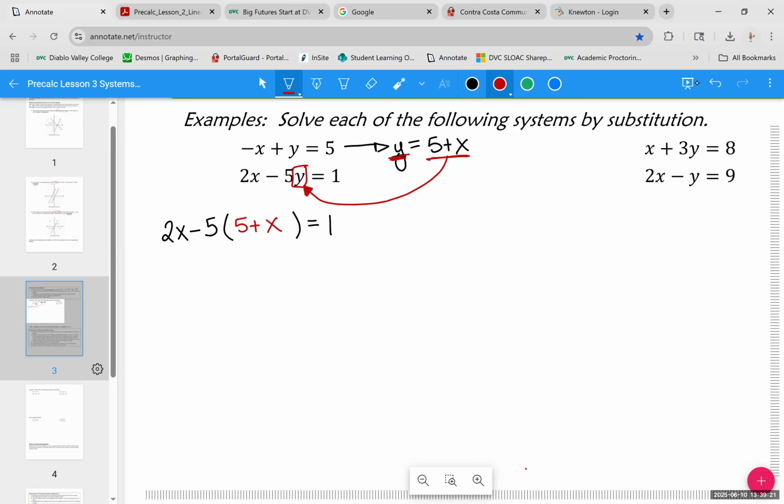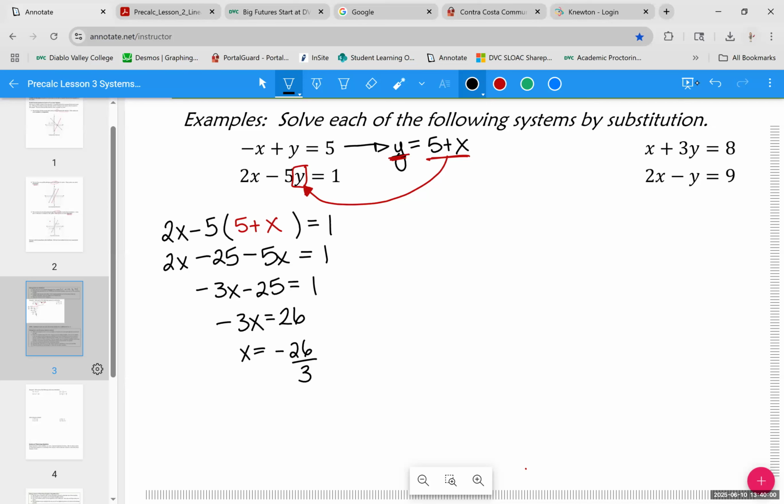So now you have to solve that equation for x because it's the only variable left. So I'm going to go ahead and distribute my negative 5. I'll add those x's together. Move the 25 to the other side. And divide. So now I have half of my solution. I have that x is equal to negative 26 over 3.